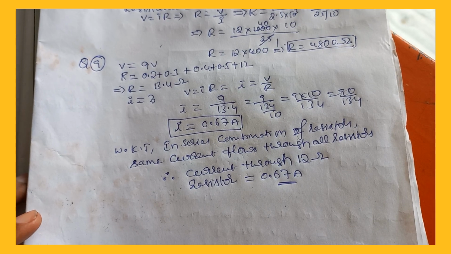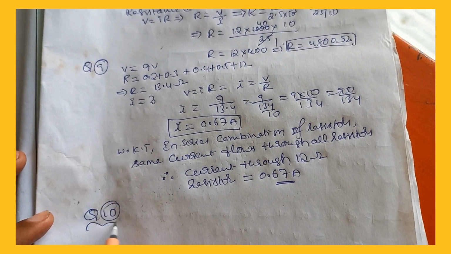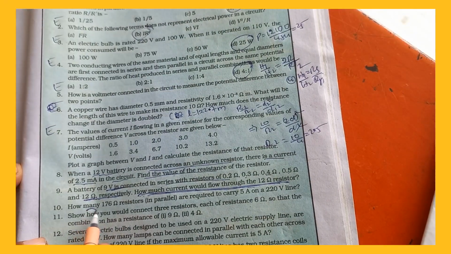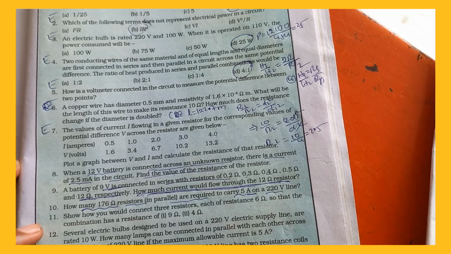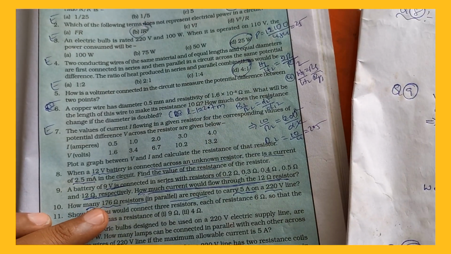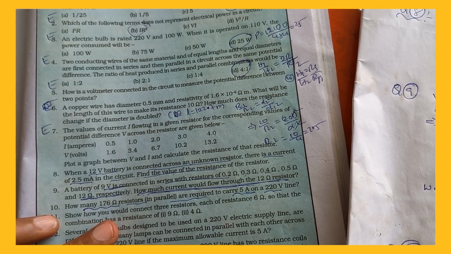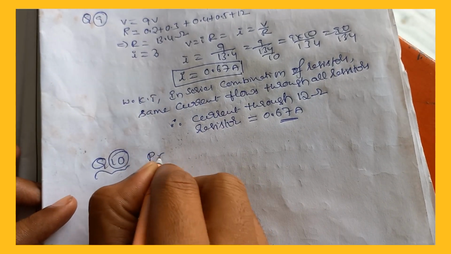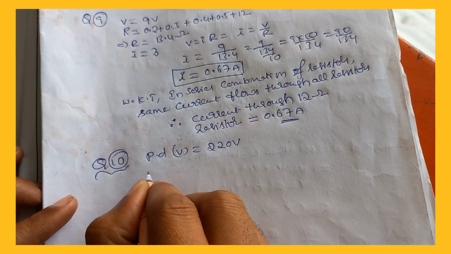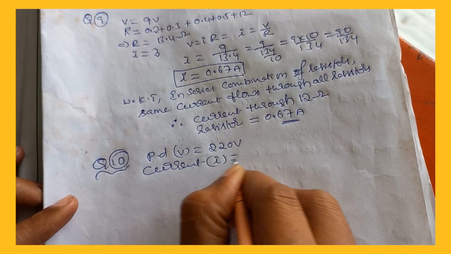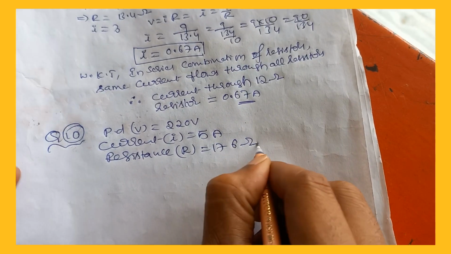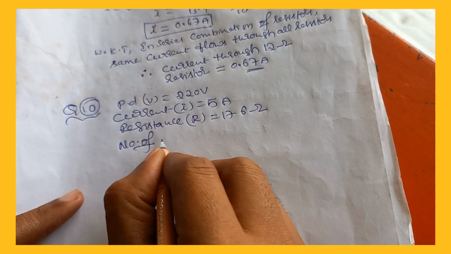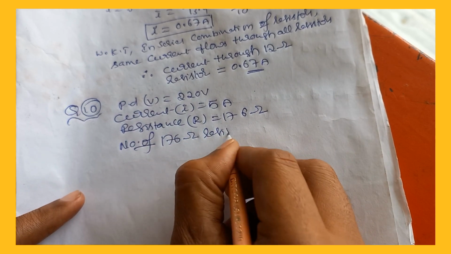Next, the 10th question we are going to solve. Question number 10, a very important one. How many 176 ohm resistors in parallel are required to carry 5 amperes at 220 volts? So potential difference V is given as 220 volts, current I is given as 5 amperes, and the resistance of each one R is given as 176 ohms. We want to find the number of 176 ohm resistors.